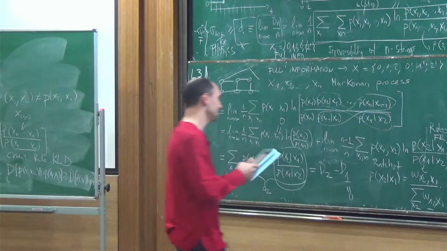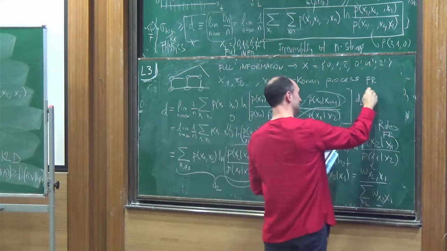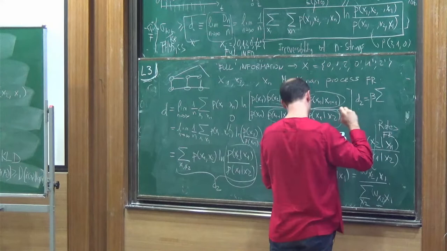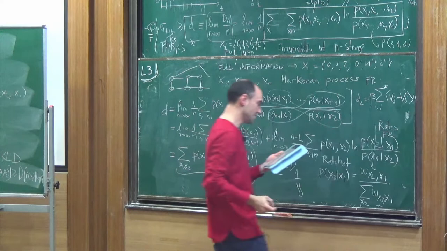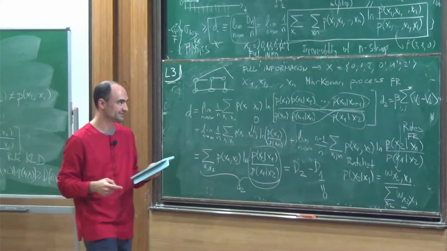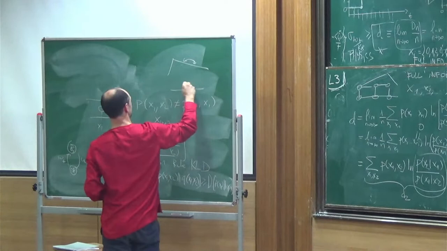The result that you get for the passing ratchet is D2 equals beta, and then the sum star over i, j of vj minus vi. So what is the sum star? The sum star is the sum over ij and i prime j prime. This is a sum that you do over states, over this state and over this state.